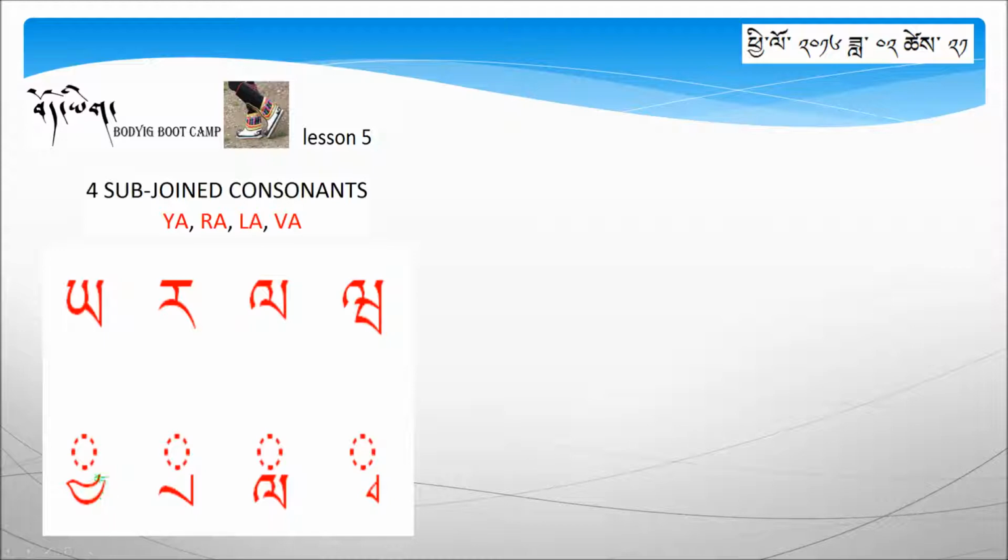So this notation right here: from here it goes to this one. The ya becomes this one, the letter ra becomes this notation, la stays the same, and wa becomes this notation right here. So this is ya, ra, la, wa, the 4 consonants, and the notations are these 4 down here.